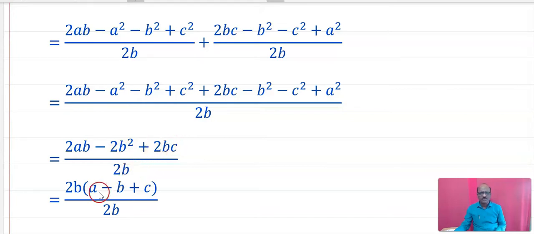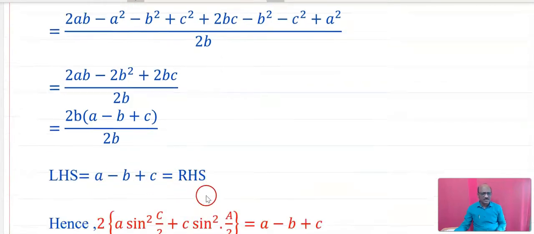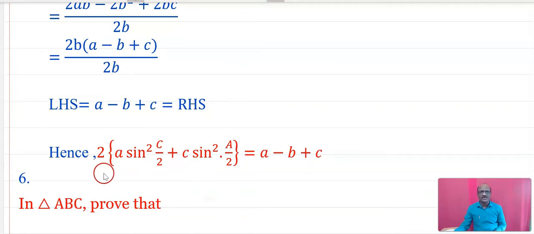And now here again take 2b as common, then in bracket you will get a minus b plus c upon 2b, and hence here the 2b gets cancelled. LHS is equal to a minus b plus c, and that is equal to RHS, and hence a sin square (C/2) plus c sin square (A/2) is equal to a minus b plus c.